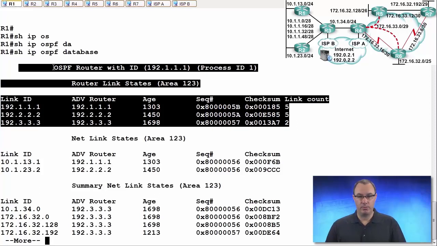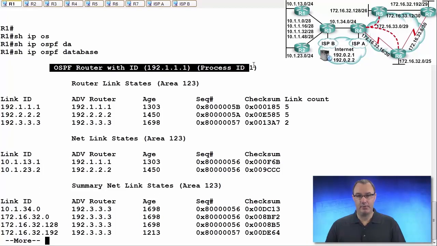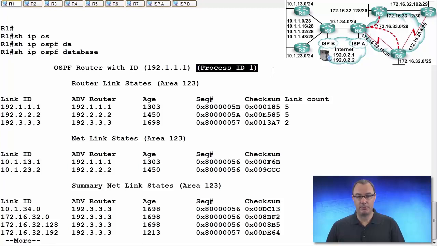So what do we see here? Well, we see our router ID, we see the process ID. Remember, those are separate. Process ID is local, names the OSPF process. Router ID, look for the router-id command, highest loopback interfaces, that sort of thing.